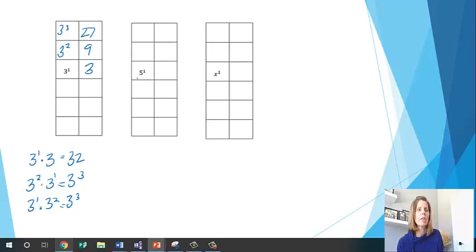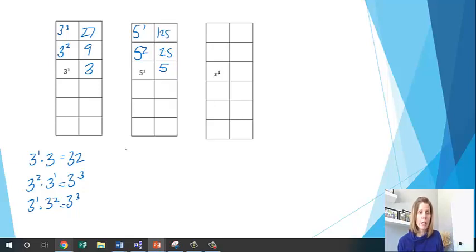All right, so let's take a look. Same thing if I'm dealing with 5s. If I'm at 5 to the 1, I'm going to start with 5. And then if I multiplied by another 5, that's now 2 5s. 5 times 5 is 25. And then if I multiplied by 5 one more time, I'd be at 5 to the third. 25 times 5 is 125.